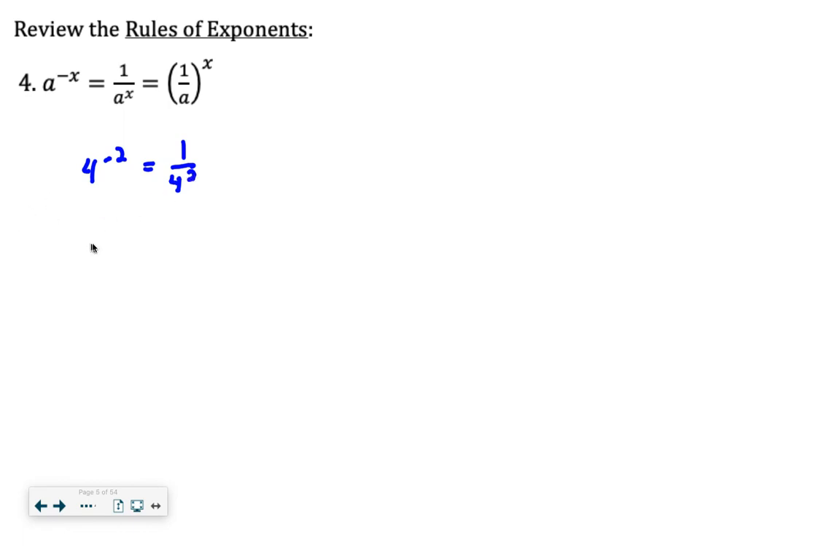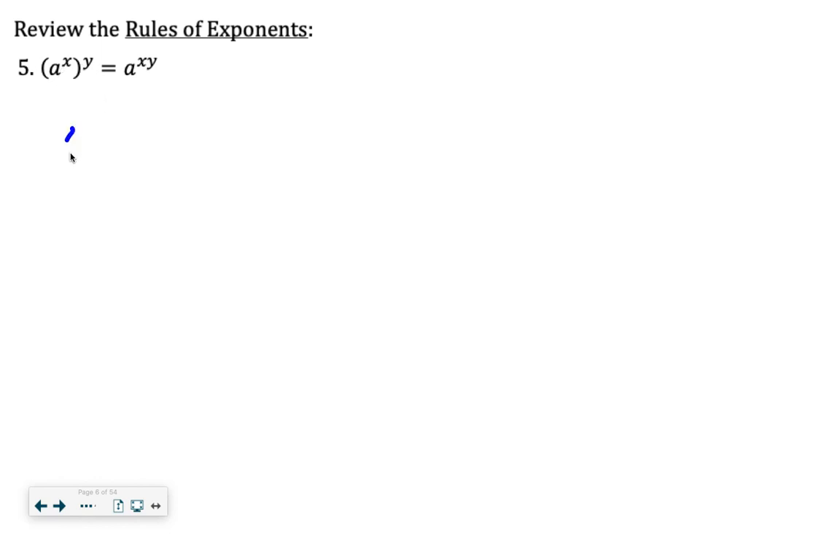Now, we could also say, if we have 1 over 5 to the negative third power, I could bring that to the numerator and make that a positive power, right? It works both ways, okay? Then we have a power to a power, right? If I'm raising a power to a power, I multiply them together. For example, if we have x to the third to the 5th power, this would be x to the 15th power, because this would be x to the third multiplied out 5 times.